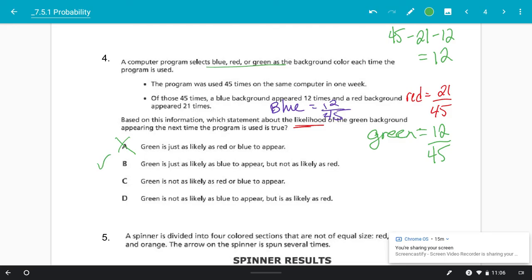So I'm going to say that's probably my answer, but I'm going to go through the other ones just to be sure. Green is not as likely as red or blue to appear. Well, we know green and blue are equally likely. They're both 12 out of 45, so that's out. And then green is not as likely as blue to appear, but as likely as red. Well, green and blue have the same probabilities, red is different, so that's out, and it's definitely choice B.